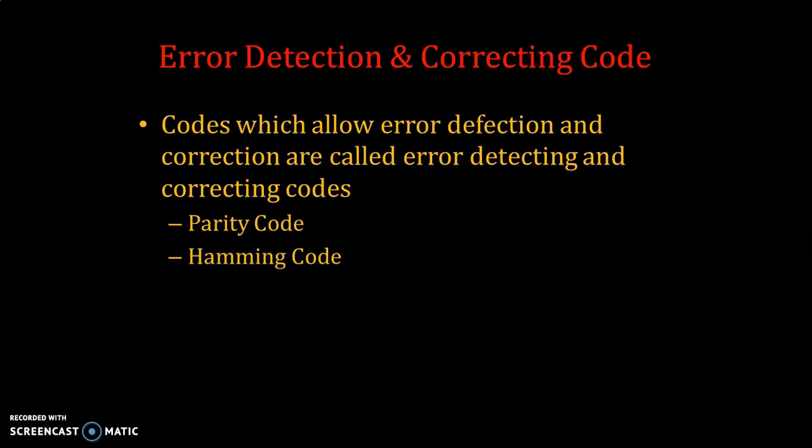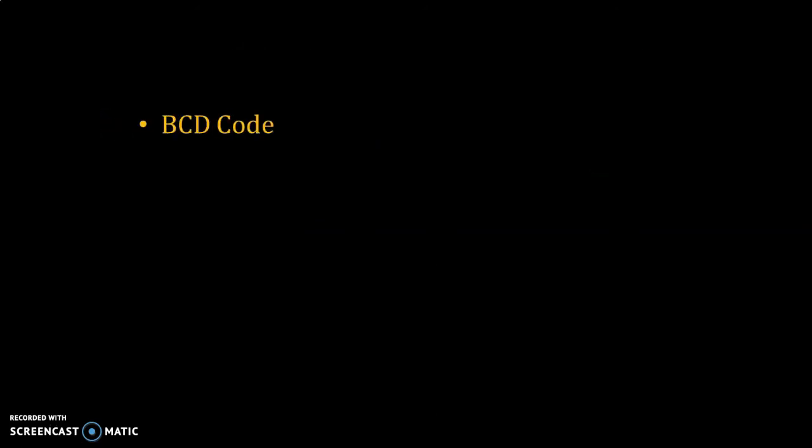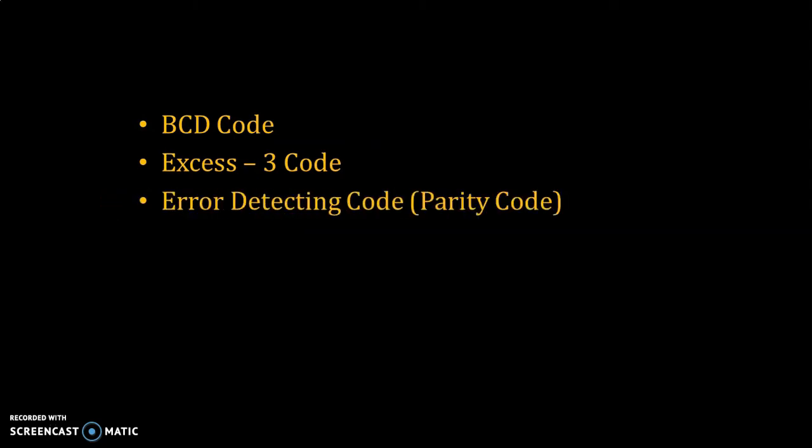So these are some of the classifications of codes, but as per our syllabus we will not be studying all the codes together. We will focus on BCD code, XS3 code, and the error detecting code, that is parity code. In parity code we have odd and even parity generator and checker. So we will study these three binary codes in our next lectures.